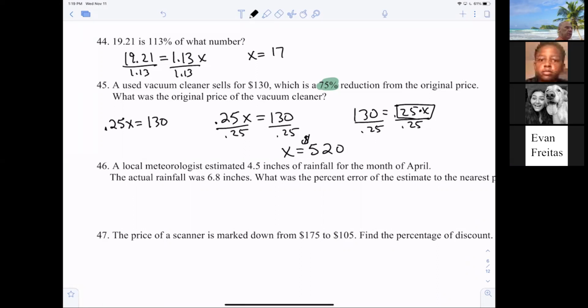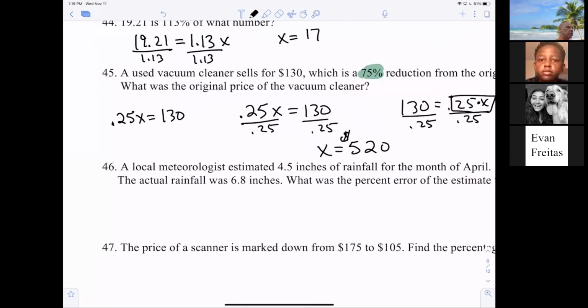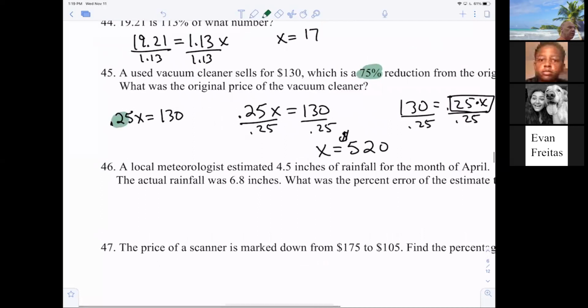I don't know, because how do you know to set up that equation? Well, because you're trying to find the original price. You're taking 25% of the original price. That's $130. That's what that means. Oh, 25% of the original price is $130. Oh, okay. Right? Yeah.